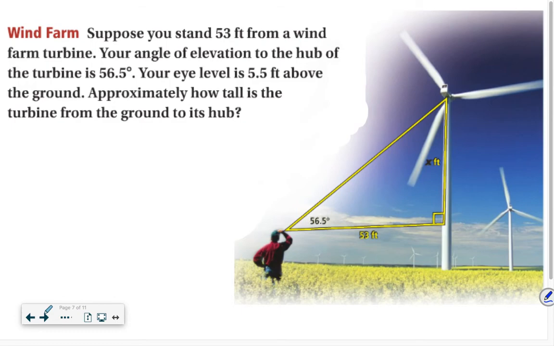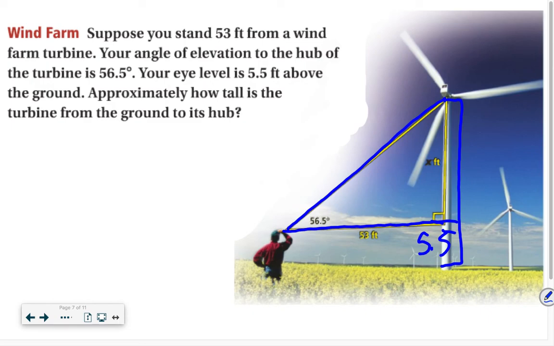You are standing 53 feet away from a farm wind turbine. Good thing it's already labeled. Yours is hard to see, I know. This is 53 feet. Your angle of elevation to the hub of the turbine is 56.5 degrees. Your eye level is 5.5 feet above the ground. Approximately how tall is the turbine from the ground? So I want to know the whole length. Does my triangle include the whole length? No, you have 5.5 feet. You're just going to have to add the 5.5. So once I find my side, I just have to add 5.5.